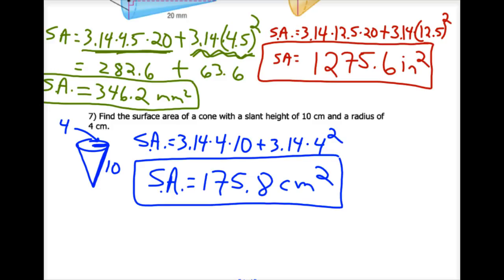No, I did the lateral area. Yeah, I'm going to review tomorrow and test Thursday. All right, guys, we're done with Chapter 8.